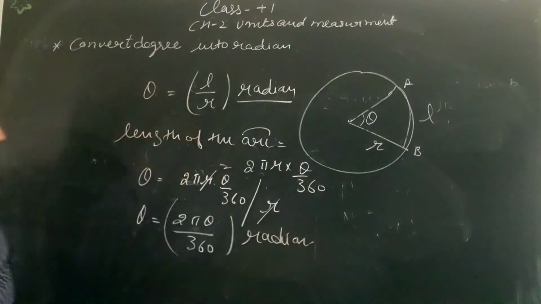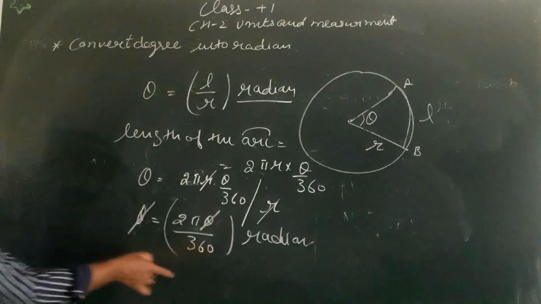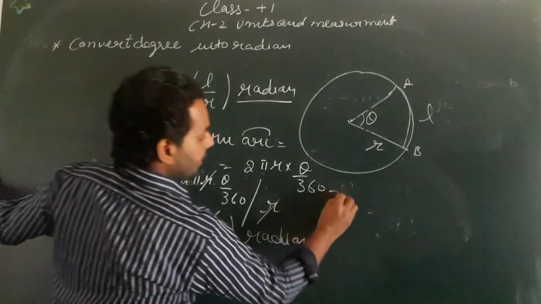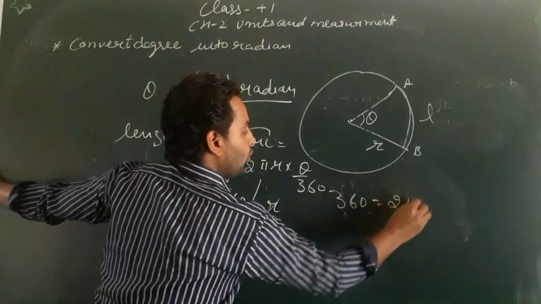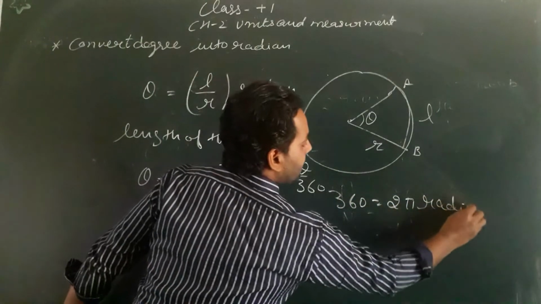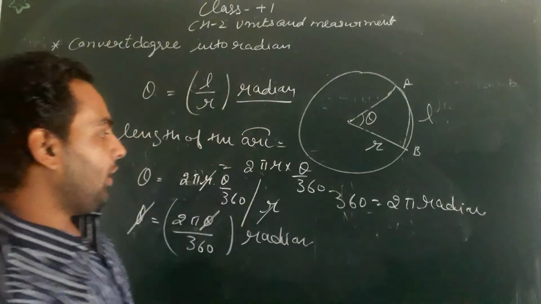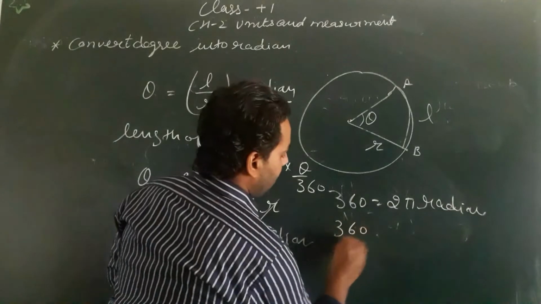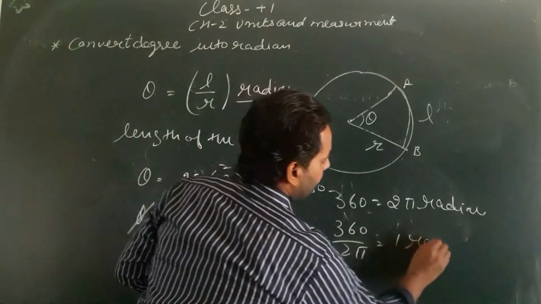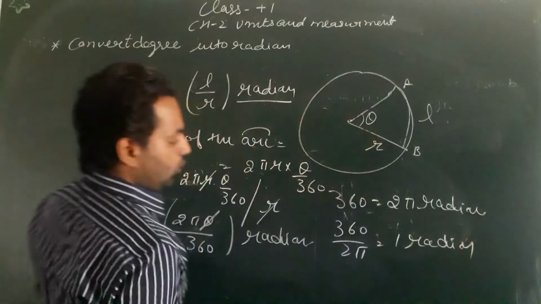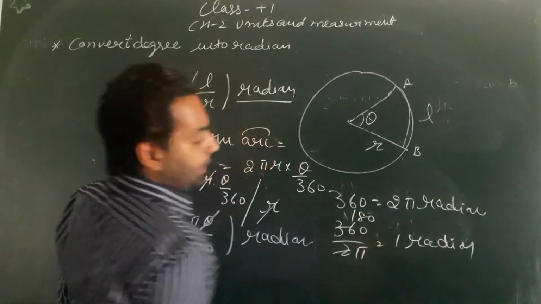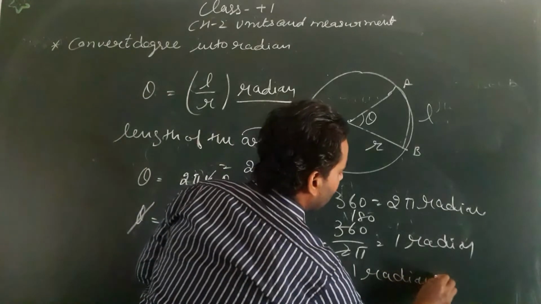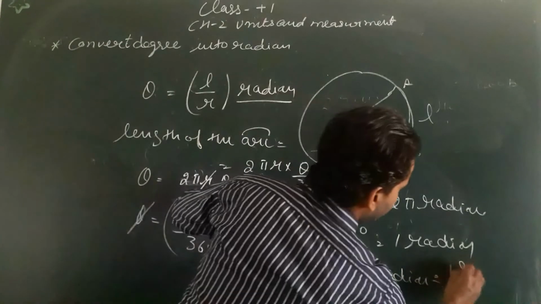So now what we have seen here, कि that theta cancels with this and this 360 came on that side. So we have seen that 360 is equal to 2 pi radian. So what is equal to 1 radian? If we take that 2 pi here, this is 360 divided by 2 pi is equal to 1 radian. So now if we solve it, here comes out to be 180 by pi radian. So 1 radian is equal to 180 divided by pi.